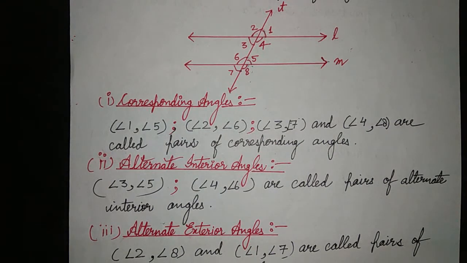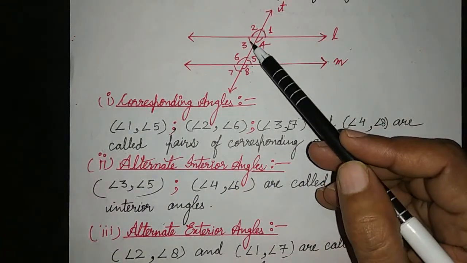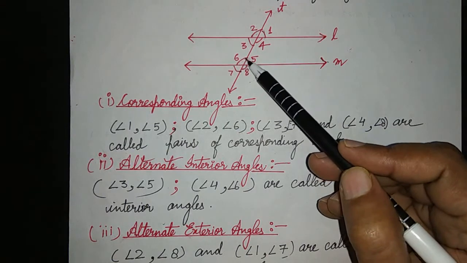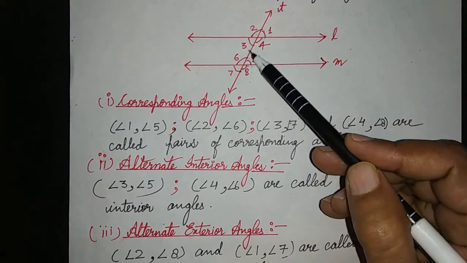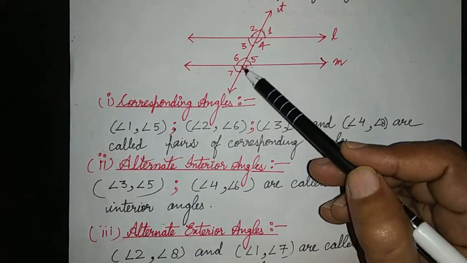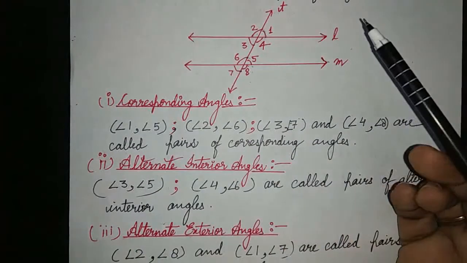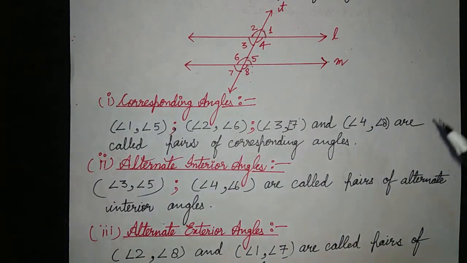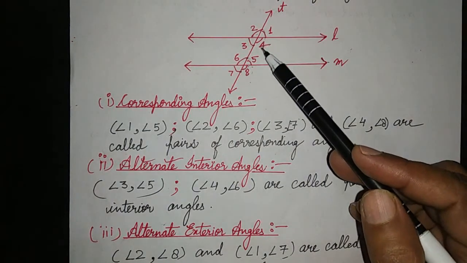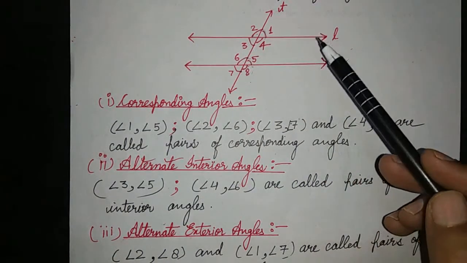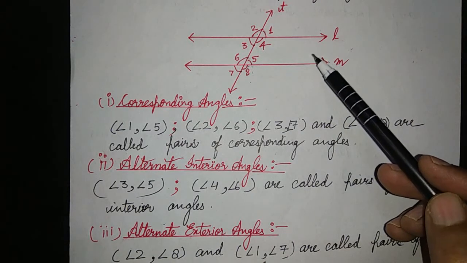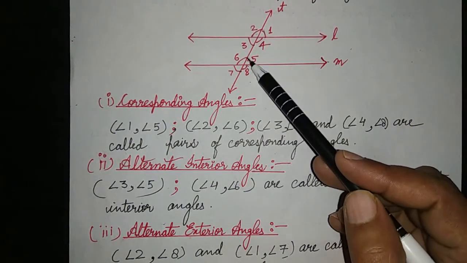Now children, I will tell you about consecutive interior angles. Now see, where do they form? Here you see angle 3 and angle 6. They are forming on the same side of the transversal line. Okay. And here one more pair of angles you can see on the same side of the transversal line. That is angle 4 and angle 5.